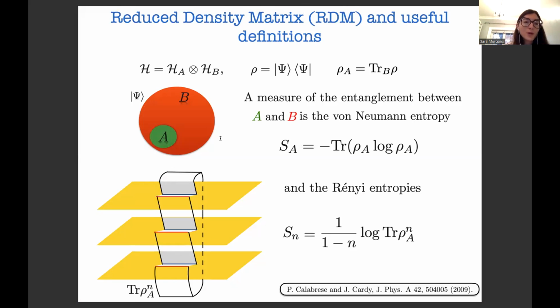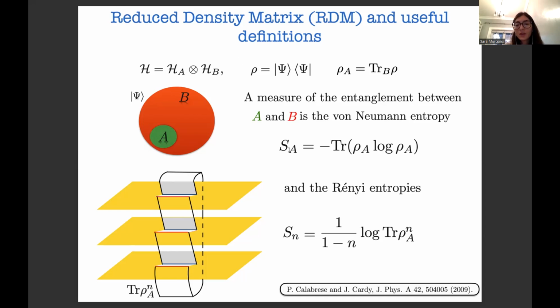We start from a pure state, psi, that lives in this full Hilbert space, H, that admits this factorization into HA, containing the degrees of freedom in A, and HB, containing the degrees of freedom in its complementary part. Then we can build a density matrix, ρ, as this projector, and by tracing over B, we obtain the reduced density matrix, ρ_A.